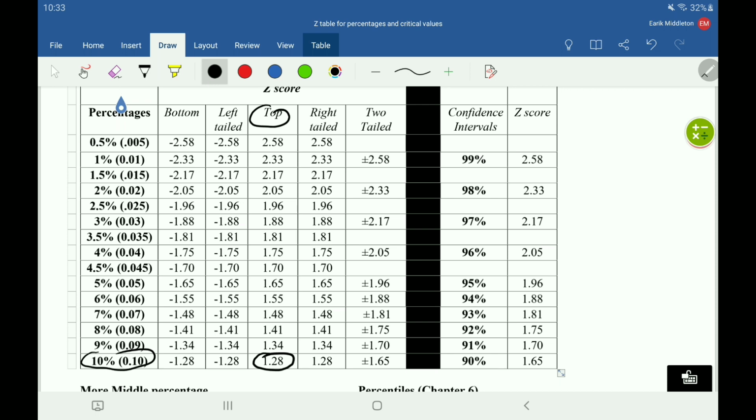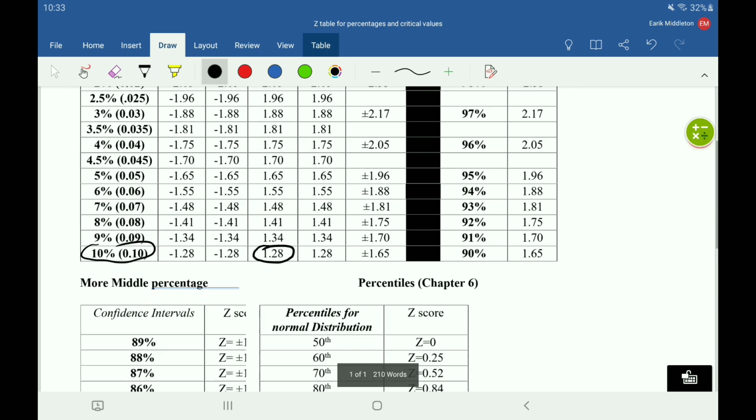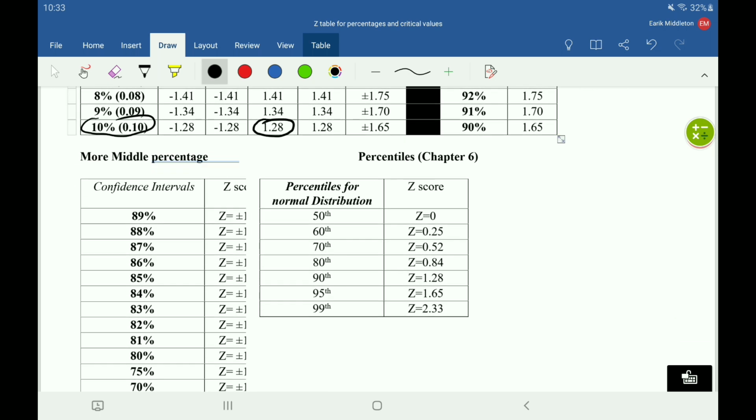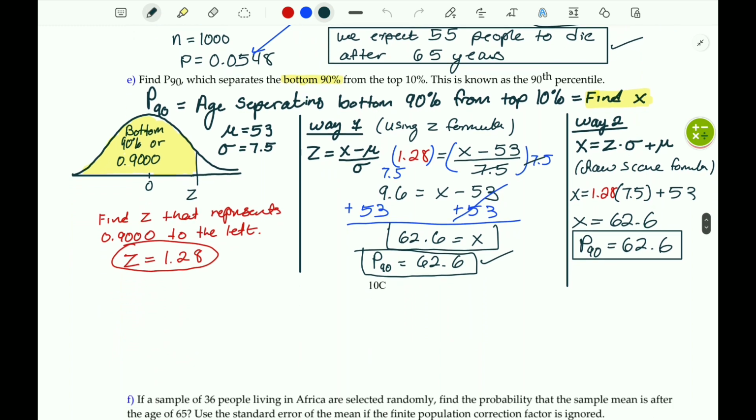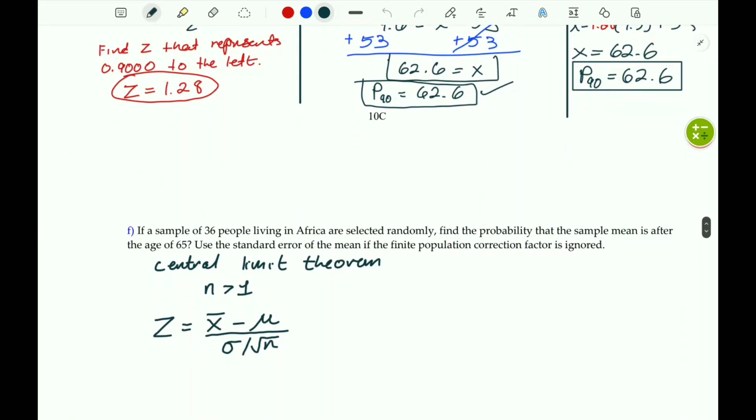Or furthermore, because this is known as the 90th percentile, if you scroll down, the z-score for the 90th percentile is positive 1.28. Therefore, you don't have to necessarily use the standard normal distribution table in order to find the z-score. But like I said, it just depends. So yep, that is it for part E. Let's scroll down to part F.